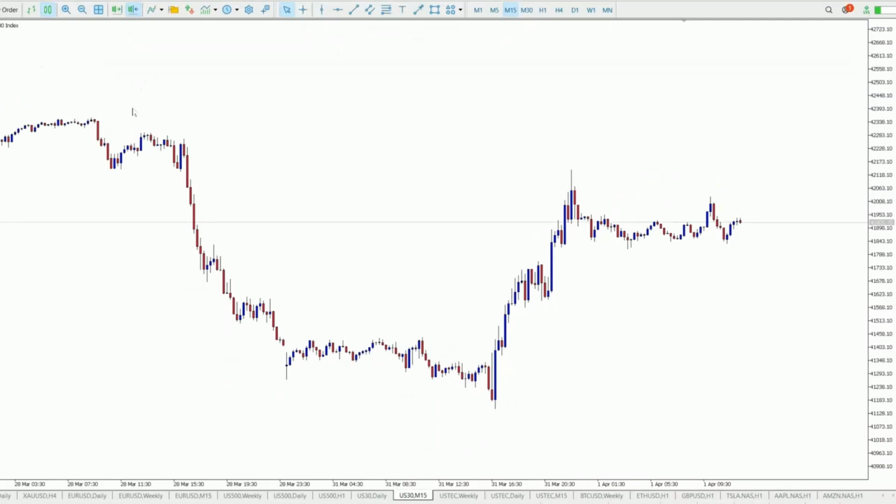Now, let's say I've decided I want to go up, right? The first thing that I need to look for is a change in character. Now, remember what the change of character was. It was the first resistance that broke out.